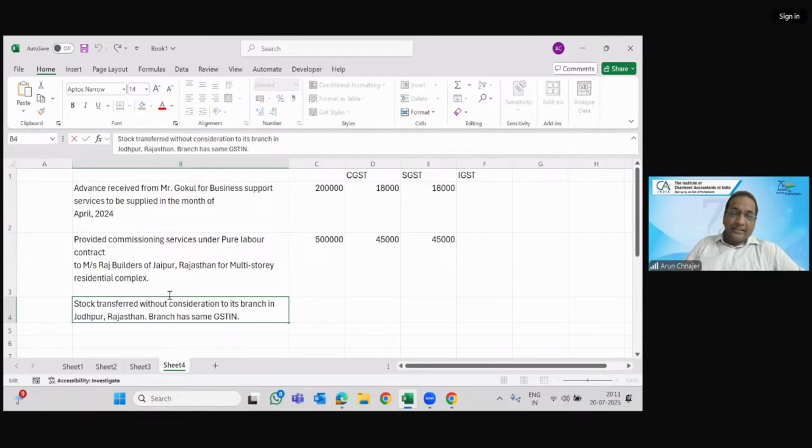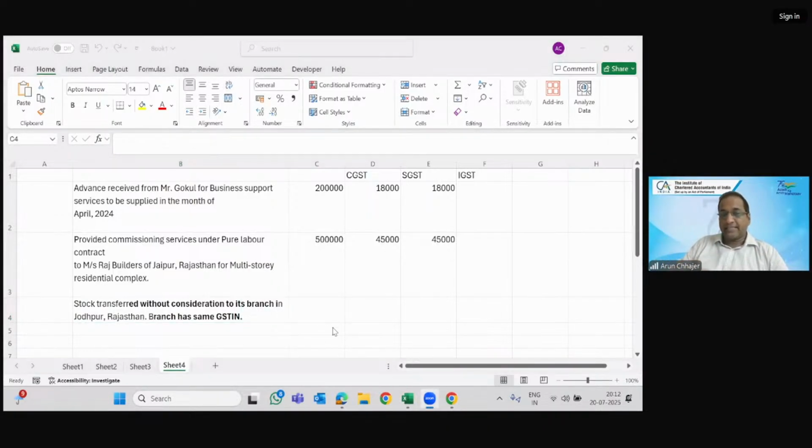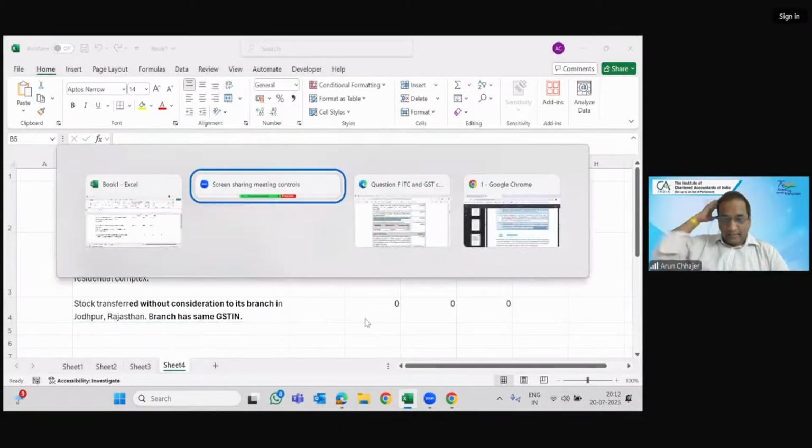Absolutely correct. Is the reason for non-taxability "without consideration", or is it the same GST number? The answer is, as per Schedule 1 Paragraph 2, it is taxable, but it should be a distinct person. Because it has the same GST number, it is not a distinct person, and therefore it is not taxable as per Schedule 1. So I can say it is not taxable. Okay, let's go further.